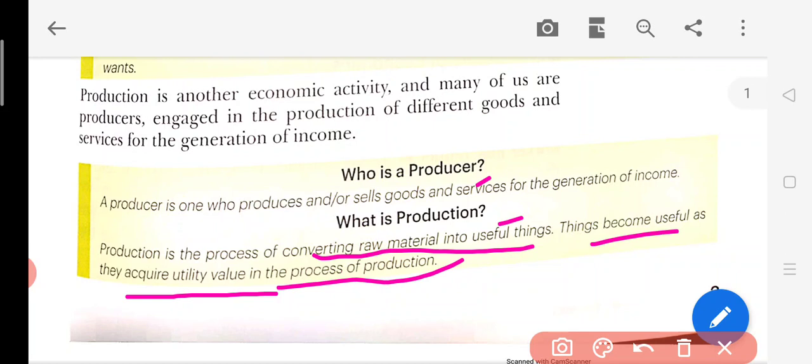So here we can say that value has been added, and this value addition will lead to income generation. Why? Because somebody has done the process of value addition in that thing. So this is also an economic activity. This is called production, when value is added to some good, and when we do that, we add some utility, some usefulness to that product, so that it will be sold in the market easily.